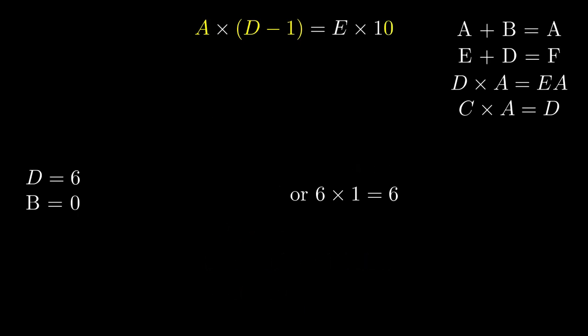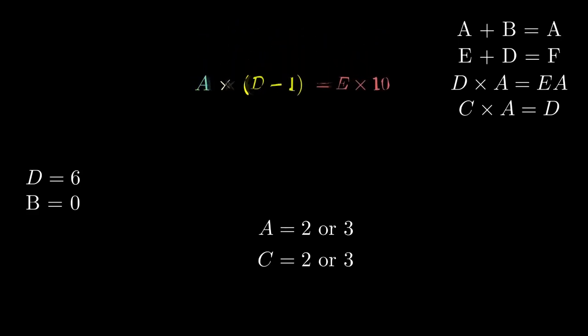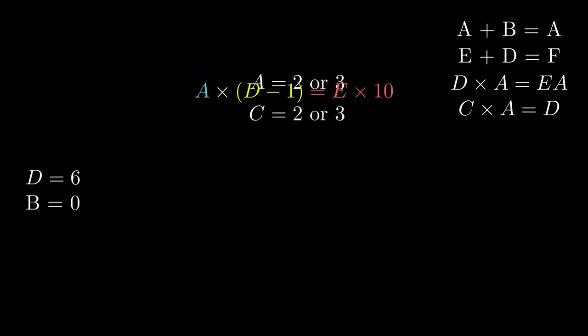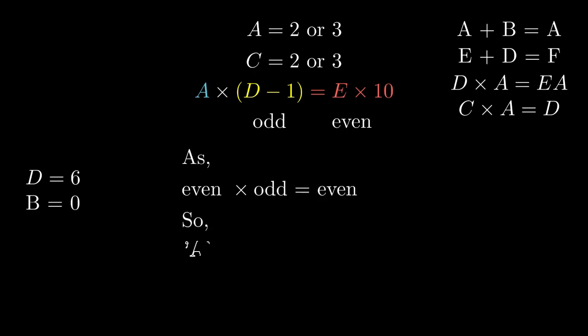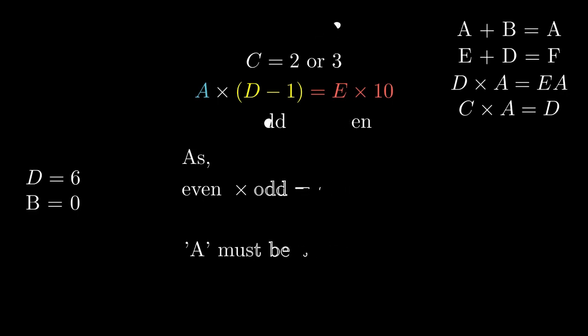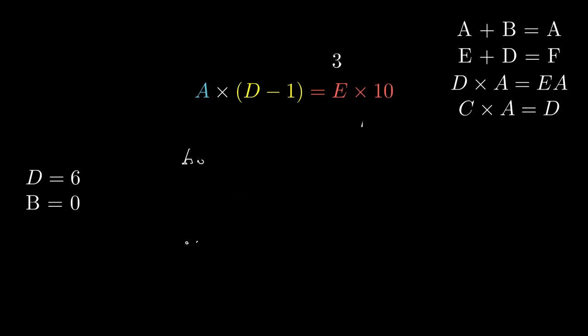Either A equals 2 or 3, or C equals 2 or 3. And to find the specific values of A and C, we again consider the top equation, in which we can see that on the left hand side there is a D minus 1 term that is odd as it is 5, and on the right side there is an even term. An even number should be multiplied by an odd number to give an even number. So we can conclude that A is even. This makes the value of A 2, and then clearly C equals 3.